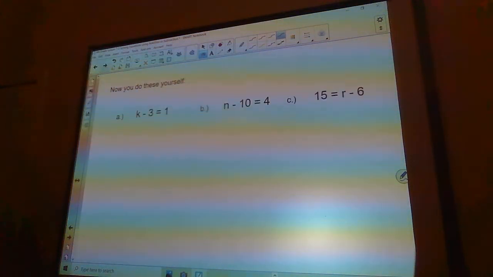Okay, so here's a few for you to do for yourself. So pause the video, do these 3 problems, then jump back on here and see if you got them right.